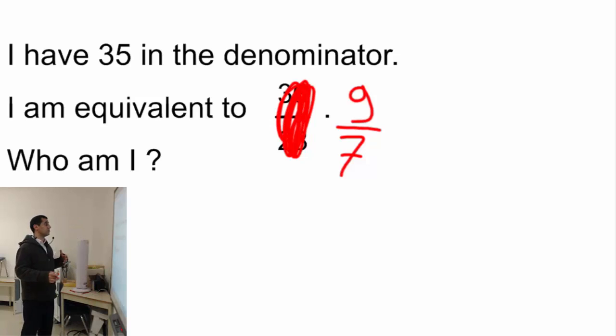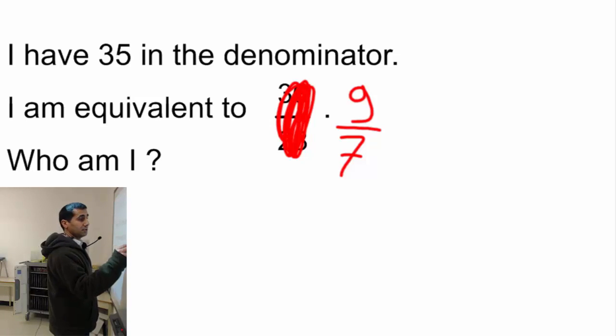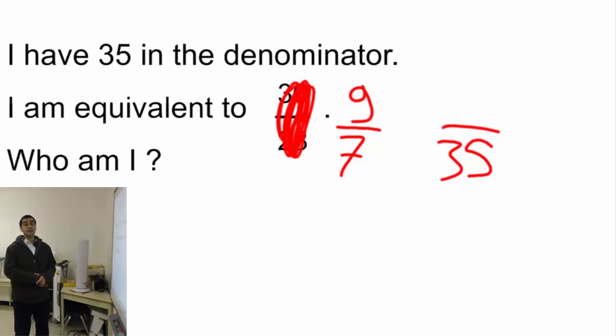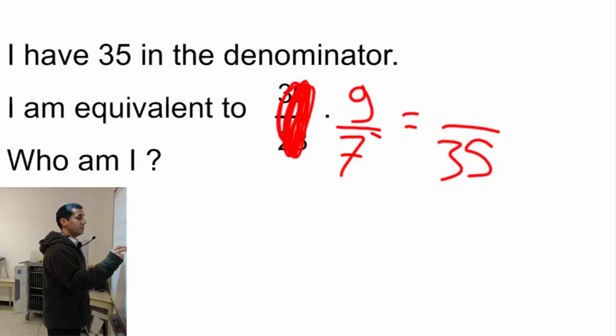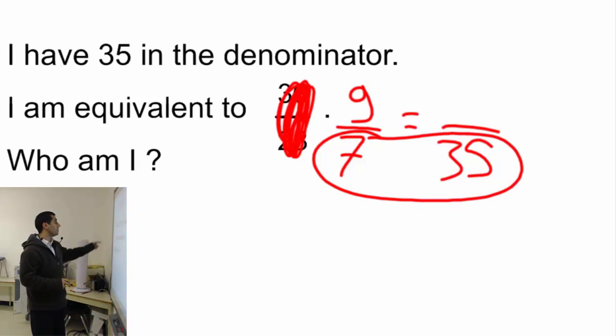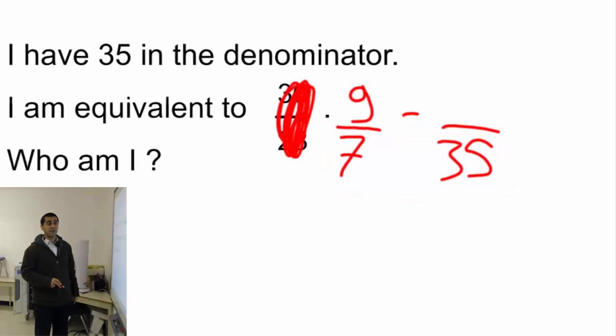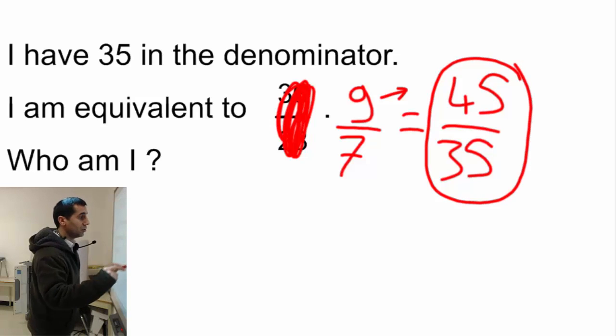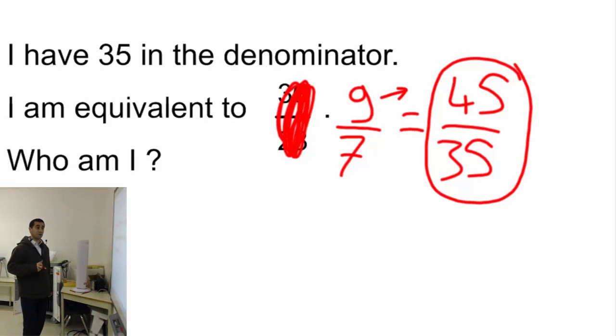So let's go back to the question. I have 35 in the denominator. That is 35. Okay. So who am I? Yes, now I can tell you who you are. Now there is a relationship between 7 and 35, which is multiplication by 5. 7 multiplied by 5, you will get 35. So I simply have to multiply 9. That means 9 multiplied by 5 will give you 45. Did you ask me who you were? You are my friend. 45 divided by 35. That's how you figure it out. All right, time to practice.